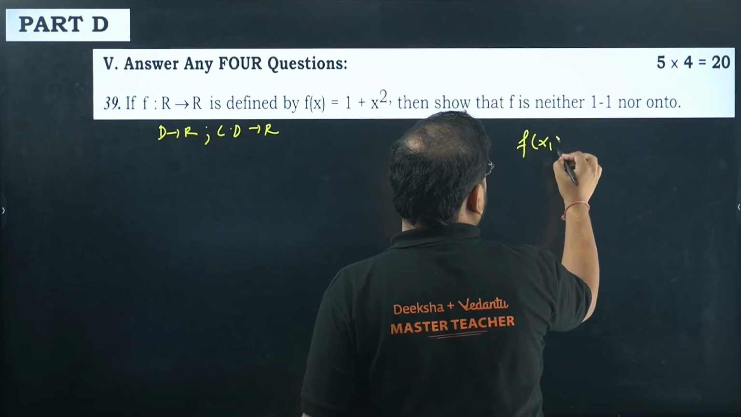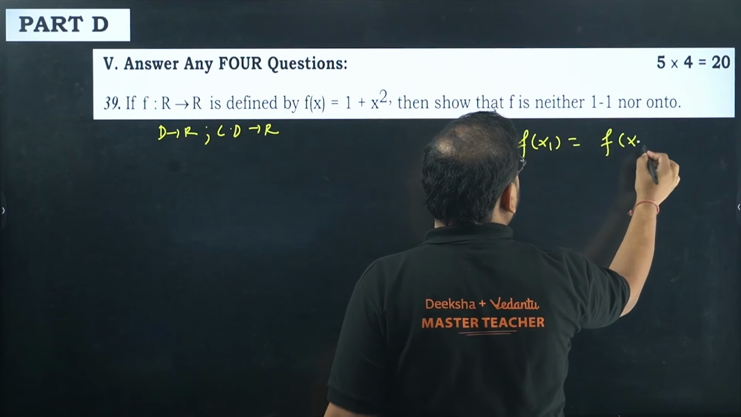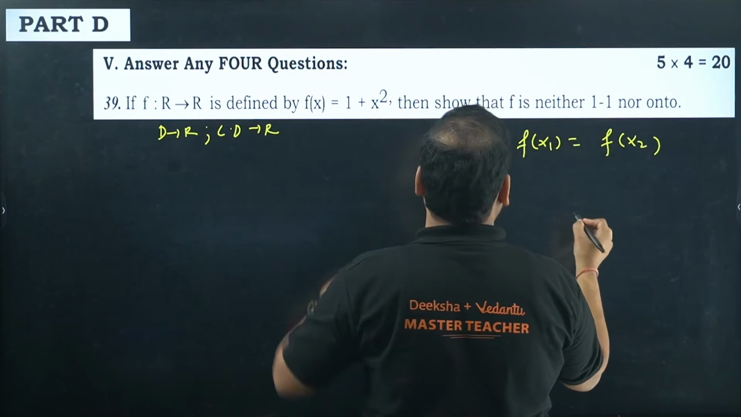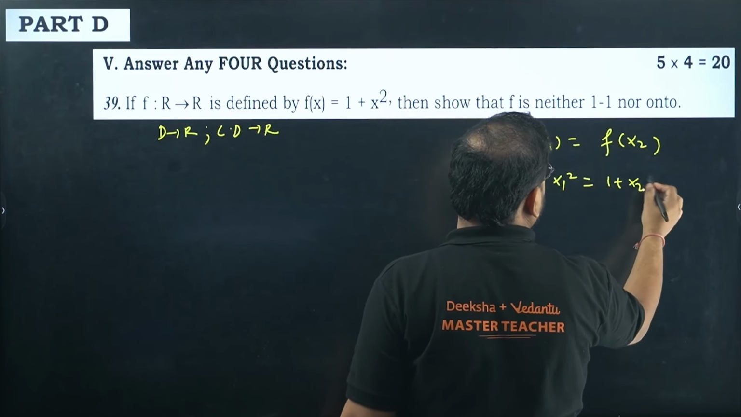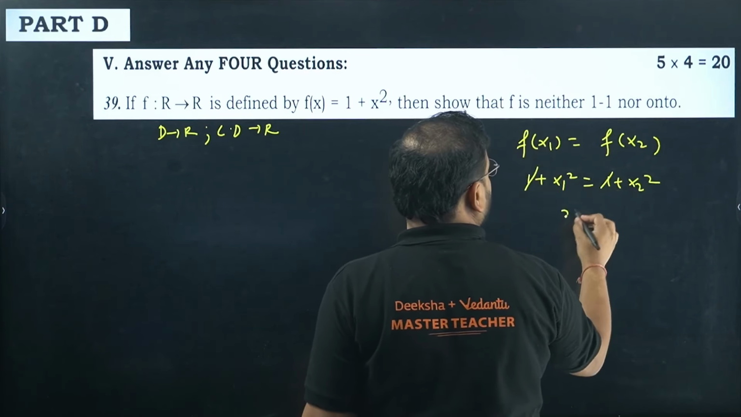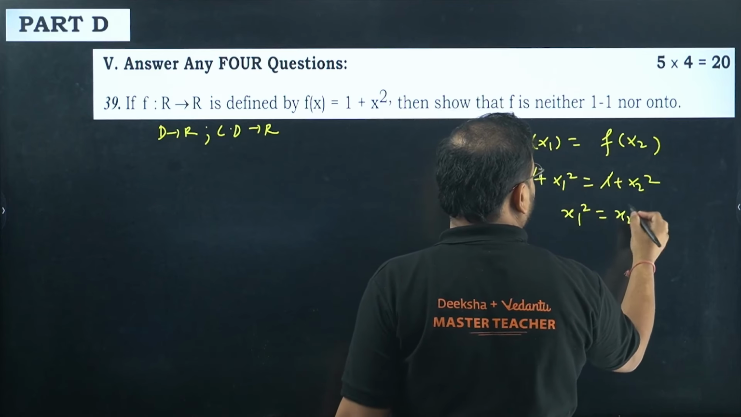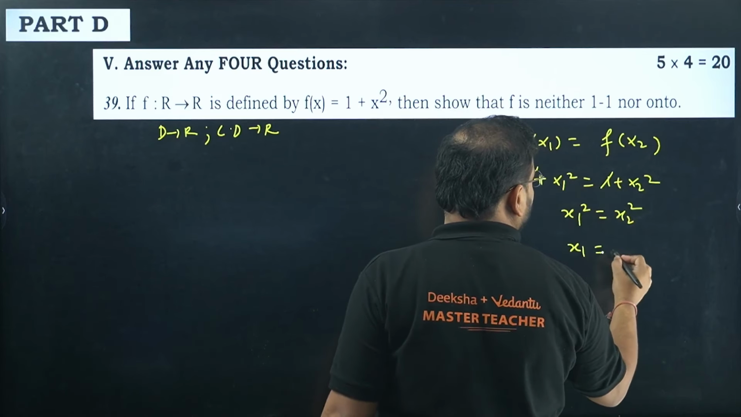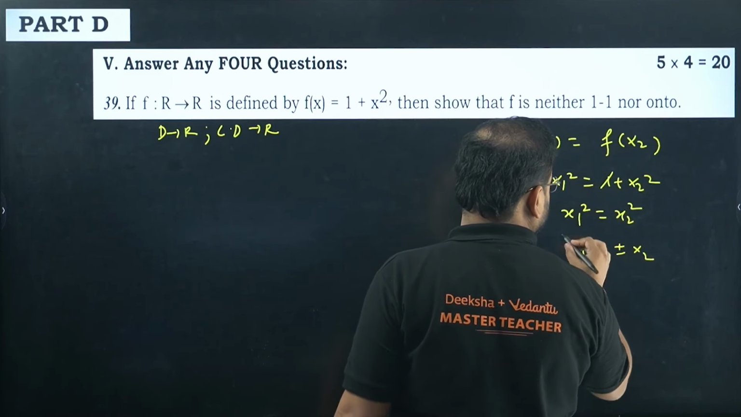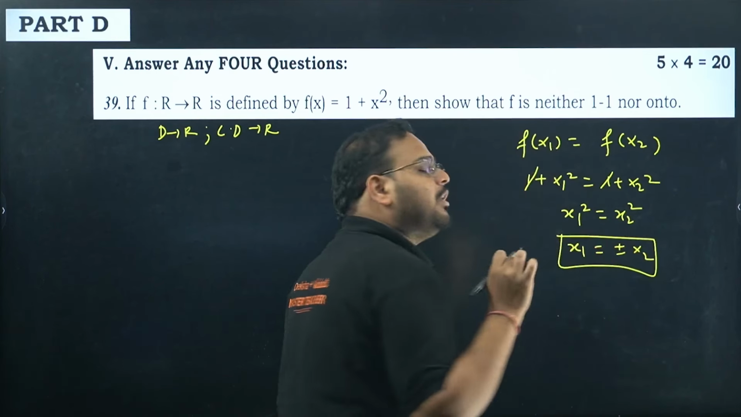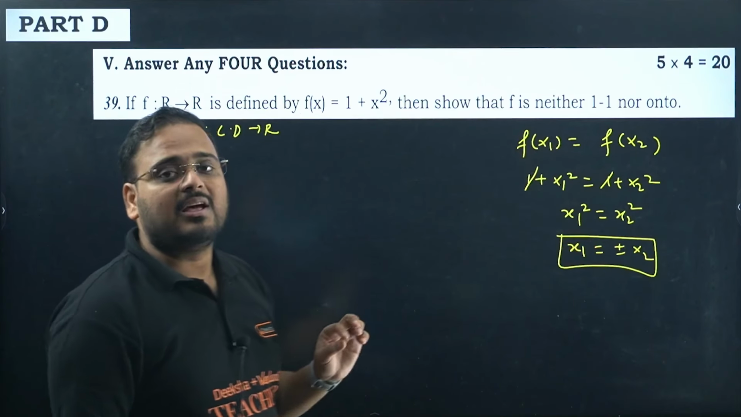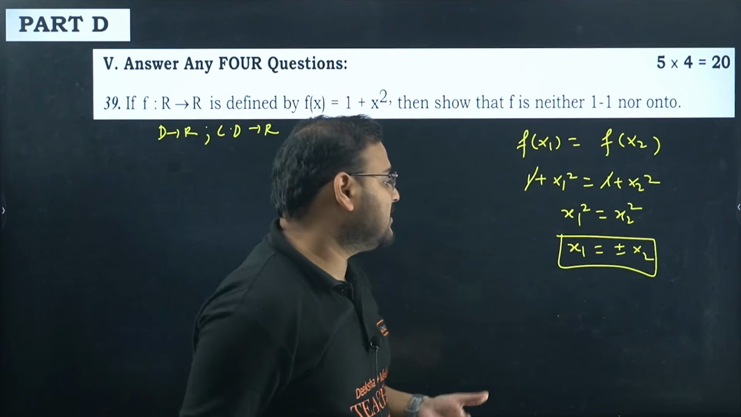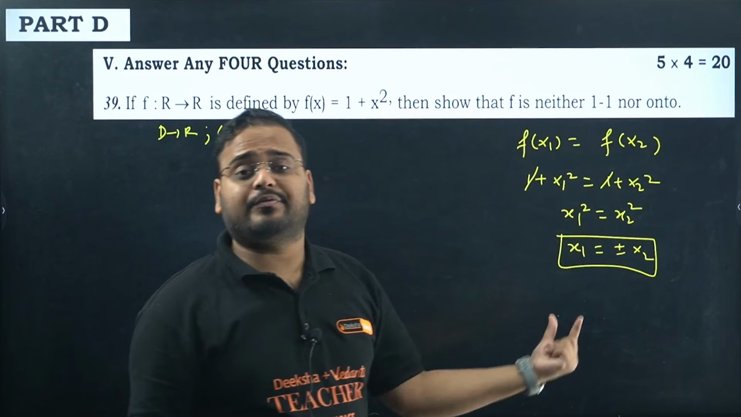The first case, one-one, will be f of x1 equals f of x2. The function is given as 1 plus x1 square equals 1 plus x2 square, 1 and 1 cancel, x1 square equals x2 square. So we all know that if I take the root, I'll get 2 values of this. And since the domain and codomain are all real, even the negative terms will exist. So for x1, I'll have 2 values of x2.